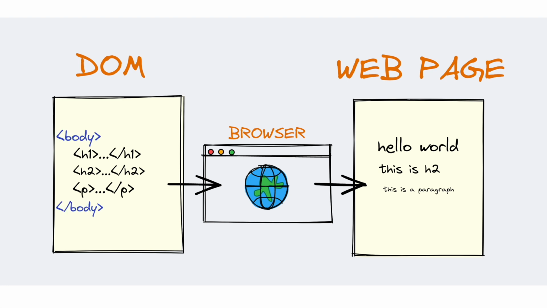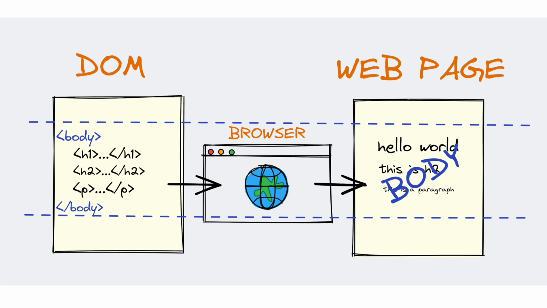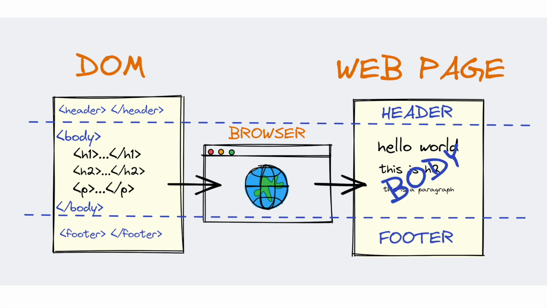So if you look at a web page, we can divide it into three main sections, and the central one is called body. And as you might have guessed, the body tag is just saying, put that in the body of the web page. Then there is the header tag, which is basically saying, put this at the top of the web page. And finally, there is the footer tag, which is saying, put this at the bottom.